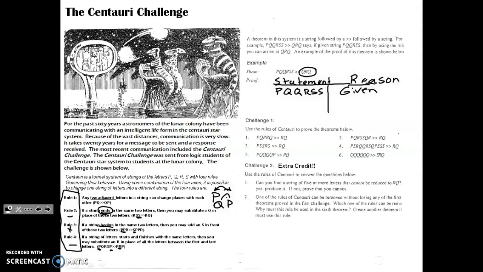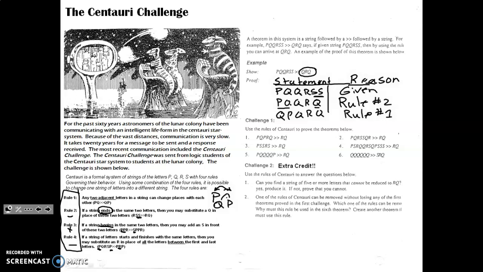I see a P and a Q here, and I'll get to that in a second. What can I do with the 2 S's at the end? Well, that's rule number 2 that allows me to replace any 2 letters with 1 Q. So I'm going to say rule number 2 is the reason why I can do that step. And then because I have a Q at the end, now I can just switch these 2 around. And that's rule number 1.